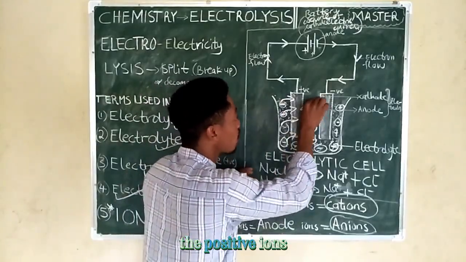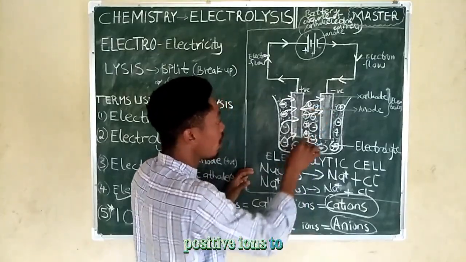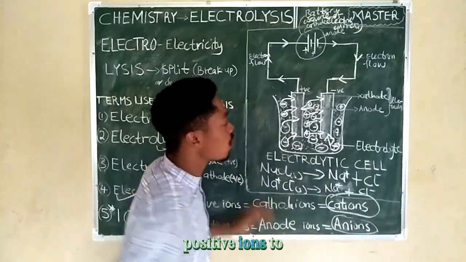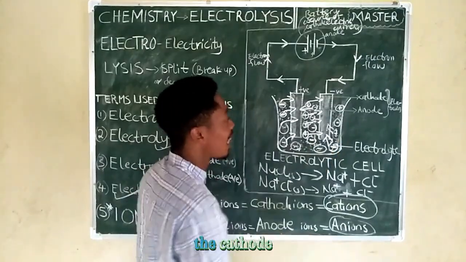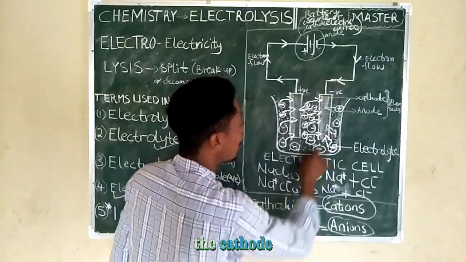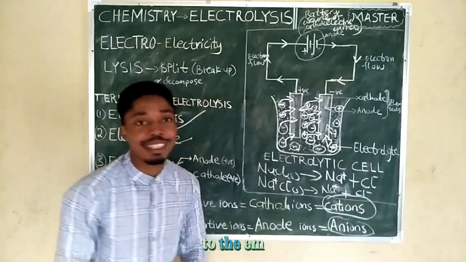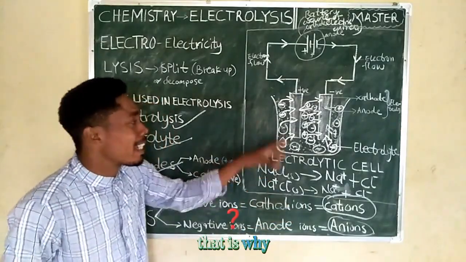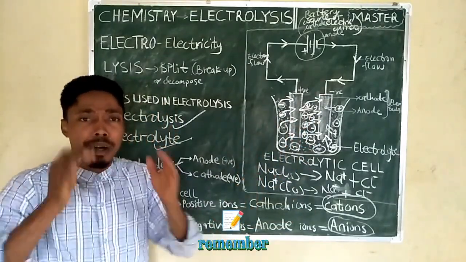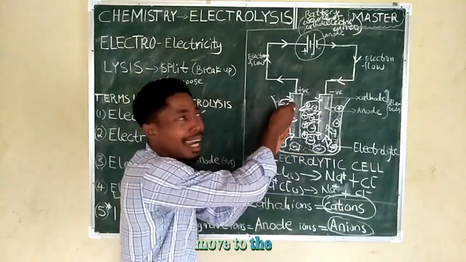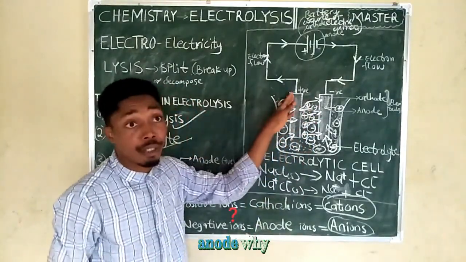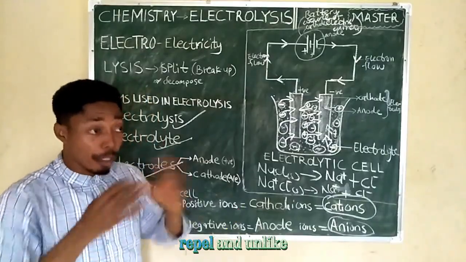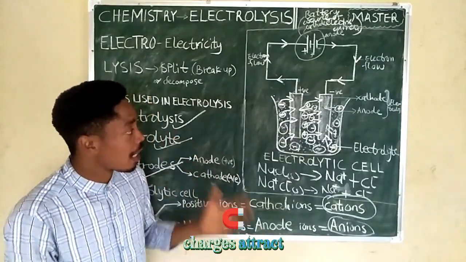And the positive ions will move to the cathode. Positive ions to the cathode. Negative ions will find their way to the anode. So the positive ions move to the cathode. That is why the positive ions are called cathode ions. Remember, positive ions cannot move to the anode. Why? Because it is not obeying the law of static electricity, that like charges repel and unlike charges attract.